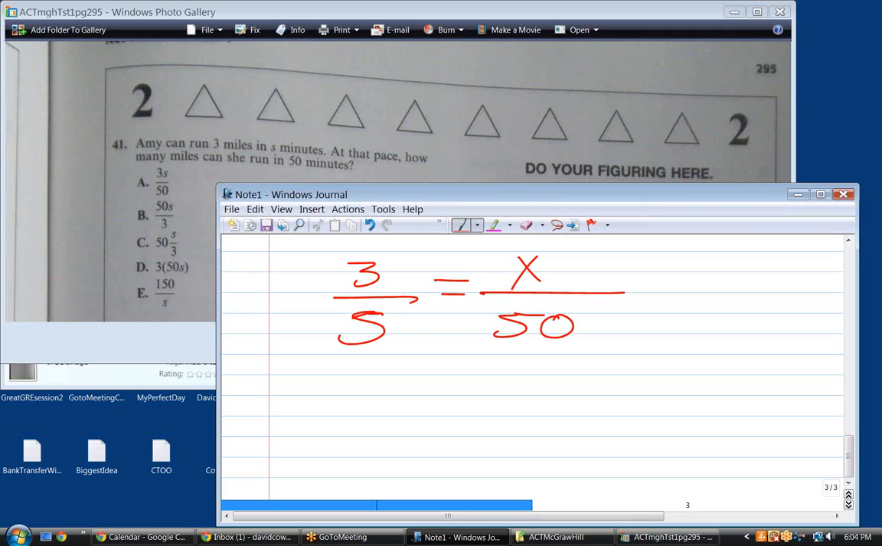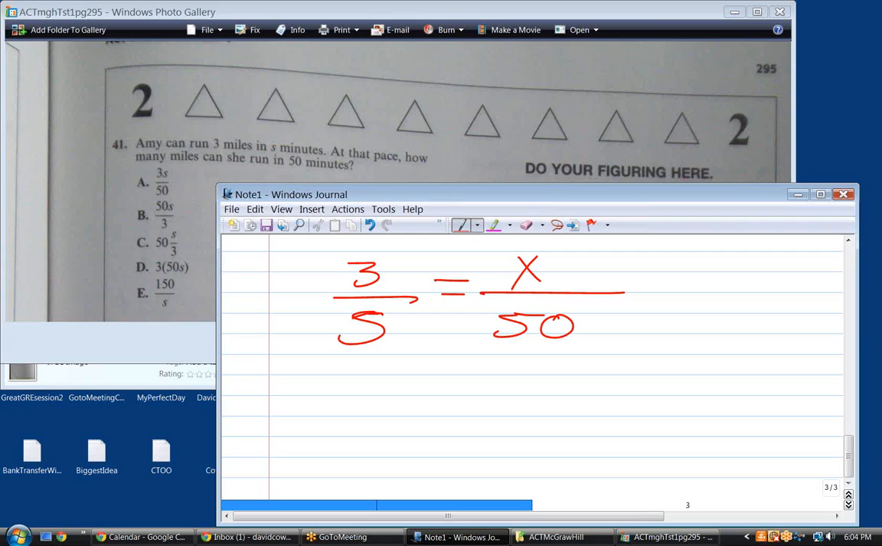First of all, don't solve this by cross-multiplying. That's where you're getting messed up. Solve it by multiplying both sides by 50. You're solving for x. So then it would be 3 over s divided by 50? No. Multiply both sides by 50.